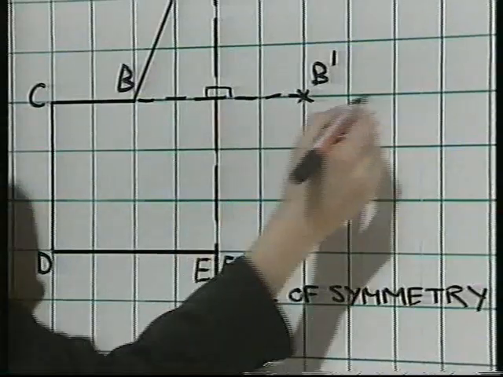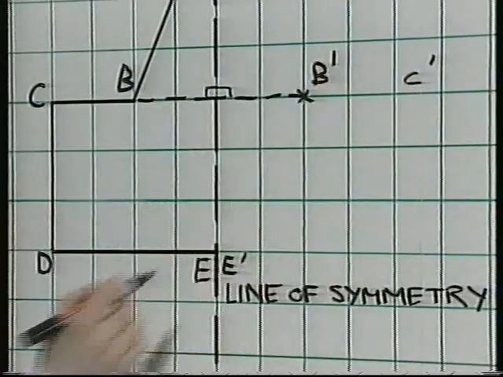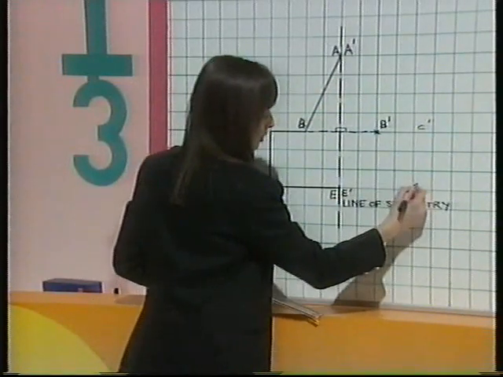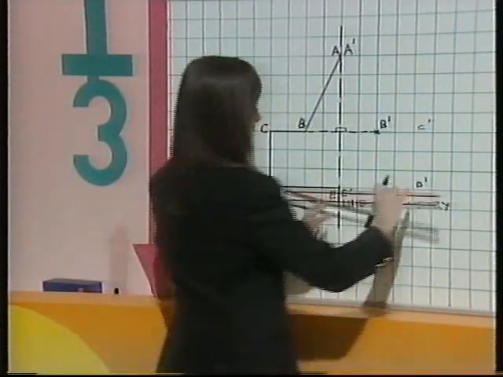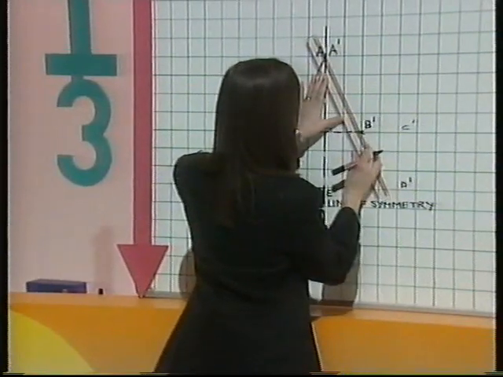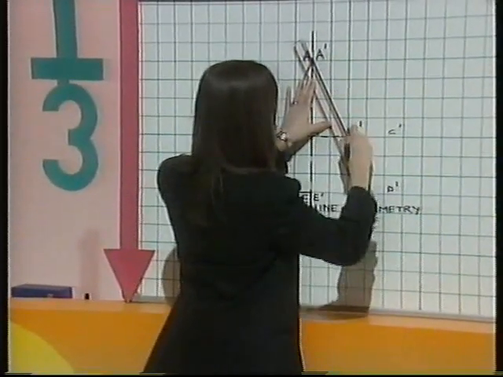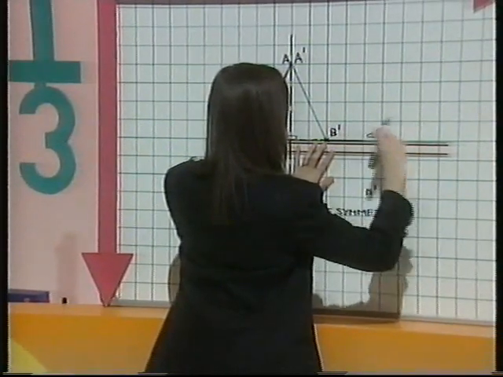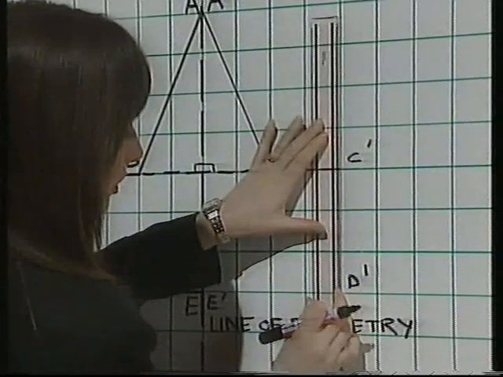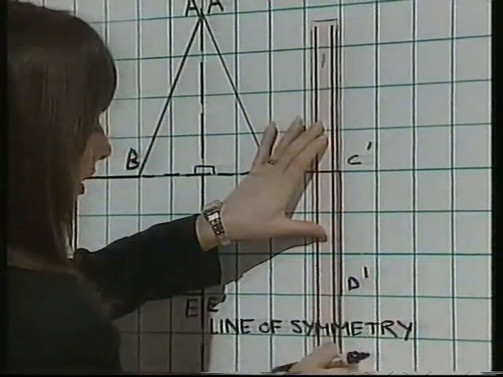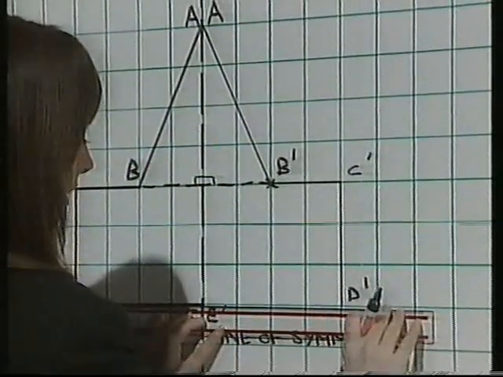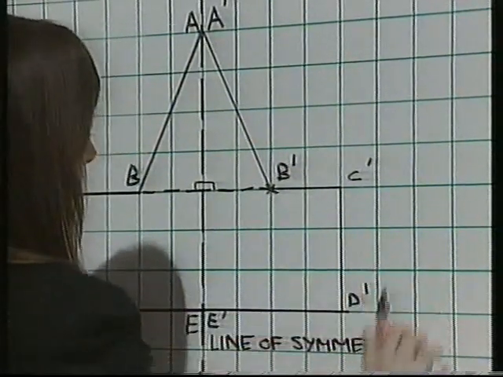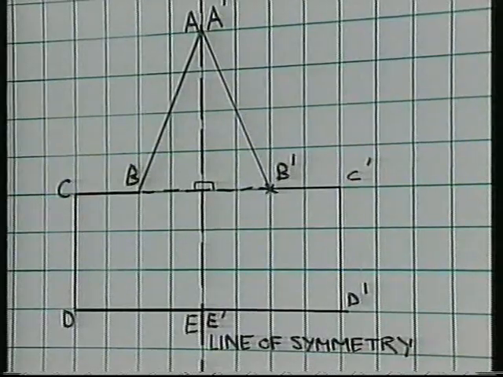C is 4 blocks away, so that is C dash. And D down here, that's 4 blocks away, so that's 1, 2, 3, 4, D dash. Now you fill the whole thing in, so you draw from A dash to B dash, B dash to C dash, C dash to D dash, and complete it with a line from D dash to E dash. And there you have your reflected picture.